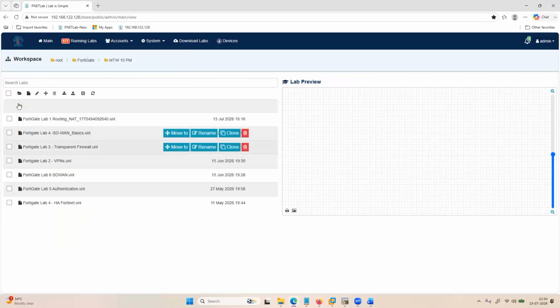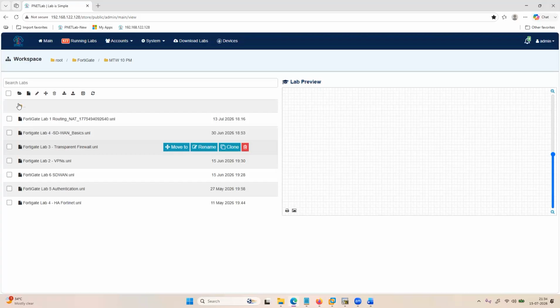Different. VDOM is useful in the FortiGate firewall. VDOM is the concept, like you use VLAN inside your switches, and you use VRF inside your routers. Exactly. Then you can do VDOM.